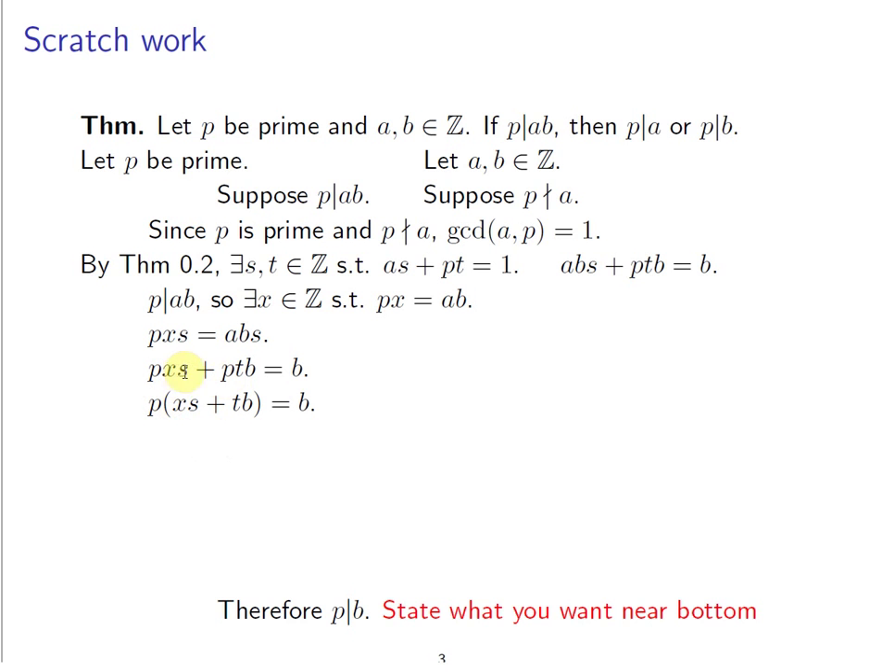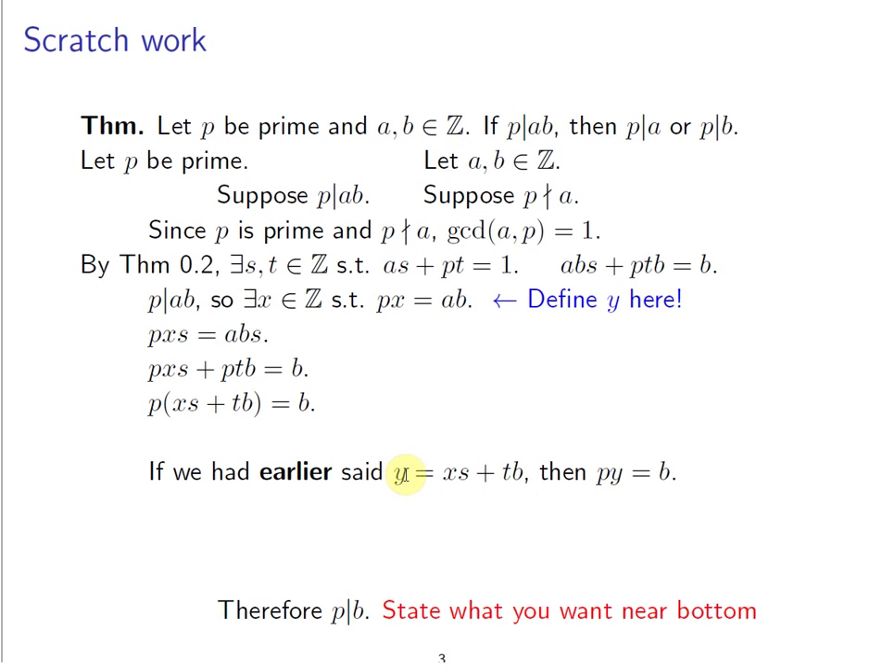You can factor out a P just using standard high school algebra right there. And it's at this point, it would have been really nice if we had somewhere earlier defined this new quantity y. If we just said y was xs plus tb, what's in parentheses, then we could say P times the stuff in parentheses, or y, is equal to b. That'd be so nice if we had just defined this y. And the place we can define y is actually right here, right after this period.